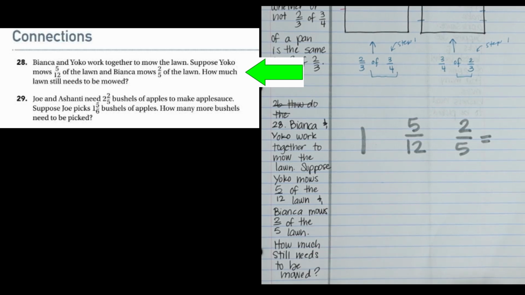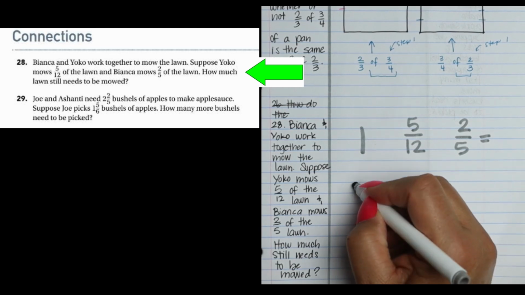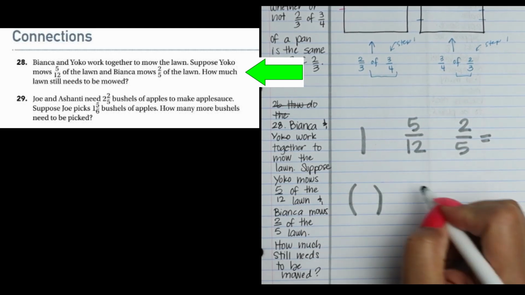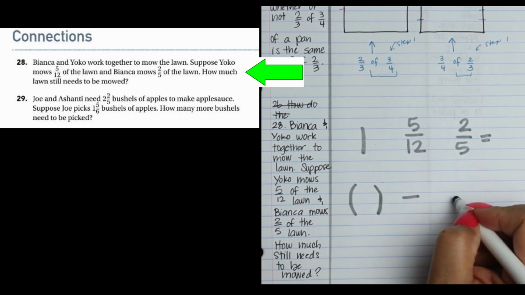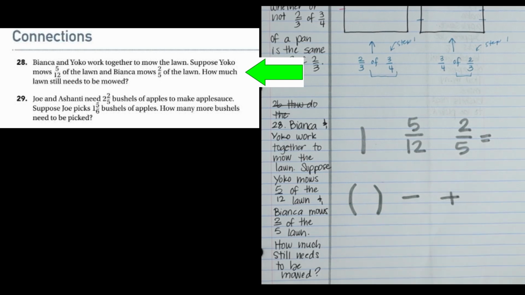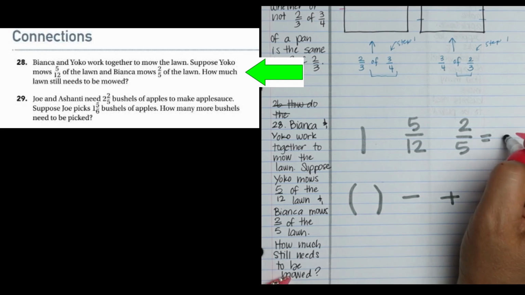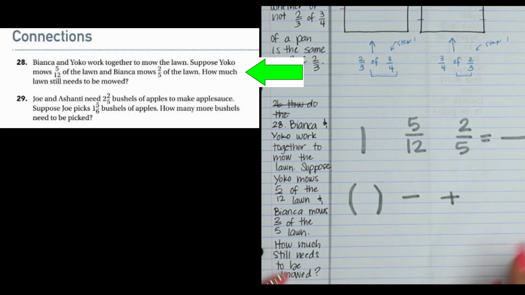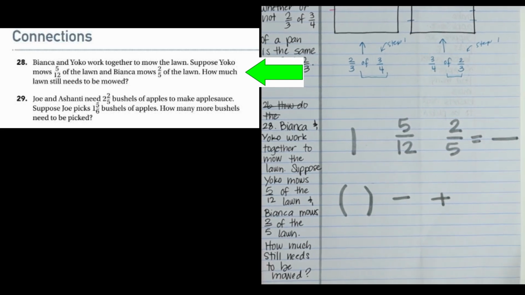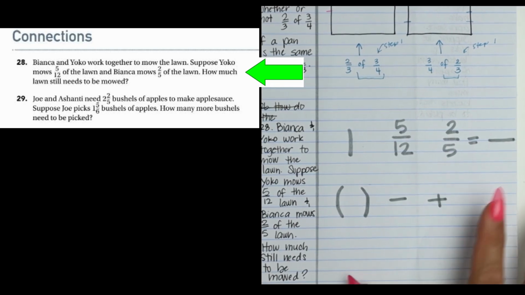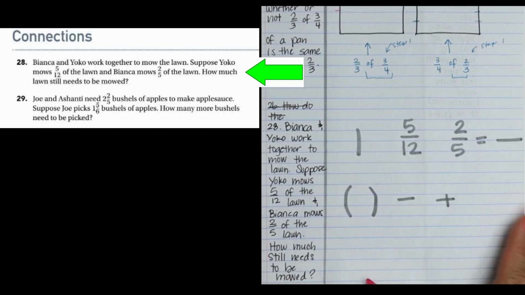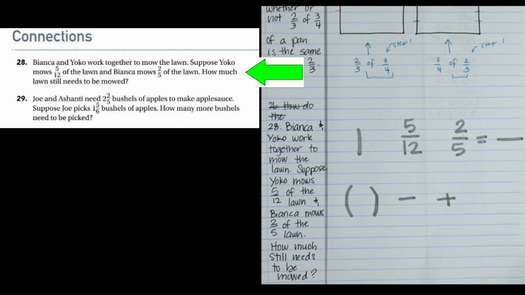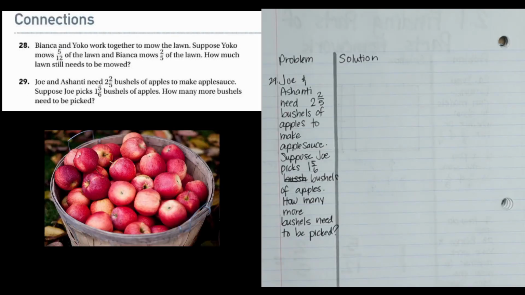I'm going to give you a hint. You have to use these symbols, that symbol, and that symbol. And this is a fraction. There's a fraction there. That's your hint. All right, let's go to the next one. Number 29. All right, our last problem.